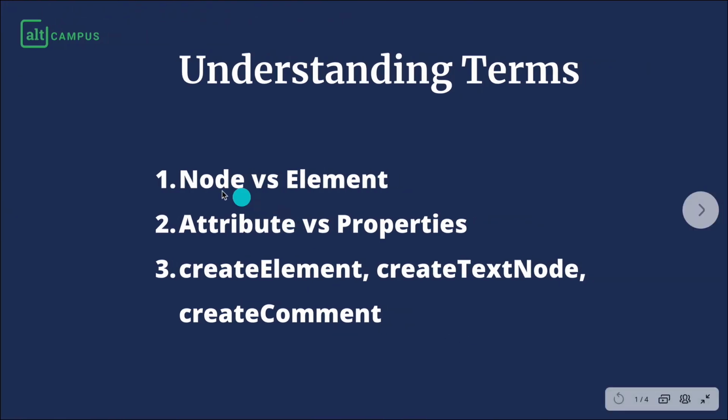So in this way, we learned about node and element. Node is the different types of node that are present in the DOM. Element is a special type of node that we can define using HTML tags. Attribute and properties: attribute belongs to HTML, but properties belong to the DOM created using the HTML. Using createElement, we can create an element node. Using createTextNode, we can create a text node, and using createComment, we can create a comment node.